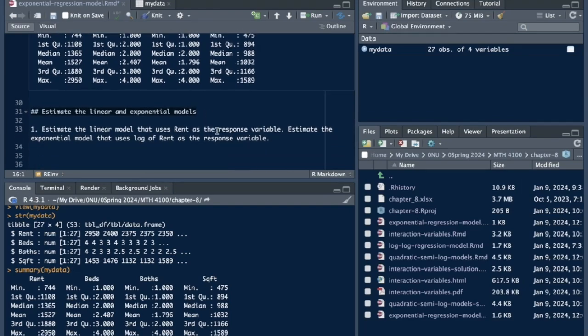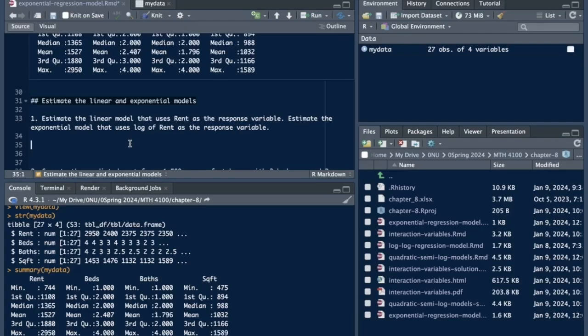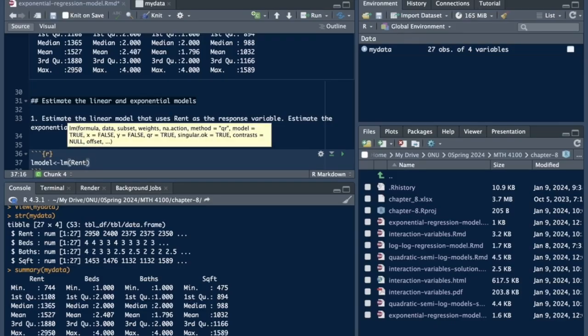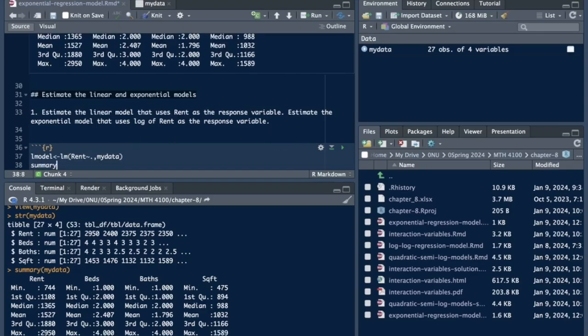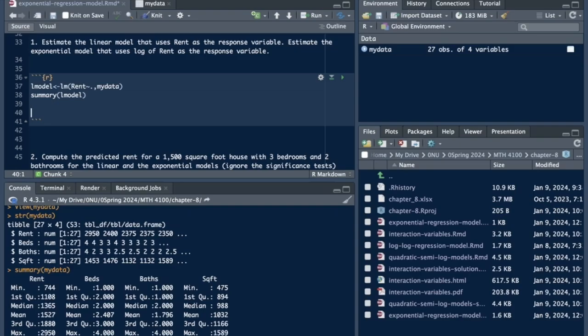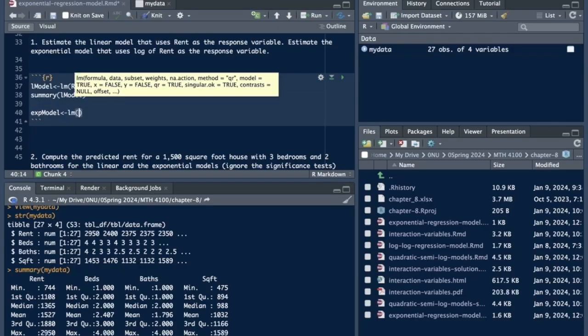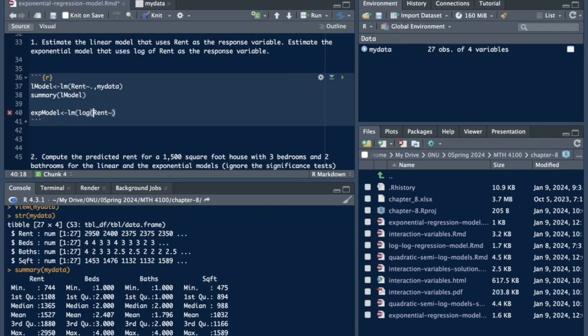After that, we're going to estimate both models, linear and exponential. Again, we're going to repeat what we have done before. Linear model: rent is my response, and I'm going to write this in terms of all of the other variables. Now let's run the exponential model. LM, rent, tilde. Not rent, now we are doing the exponential, so it's log rent, sorry. Log rent, tilde, beds plus baths plus square foot, comma, my data.